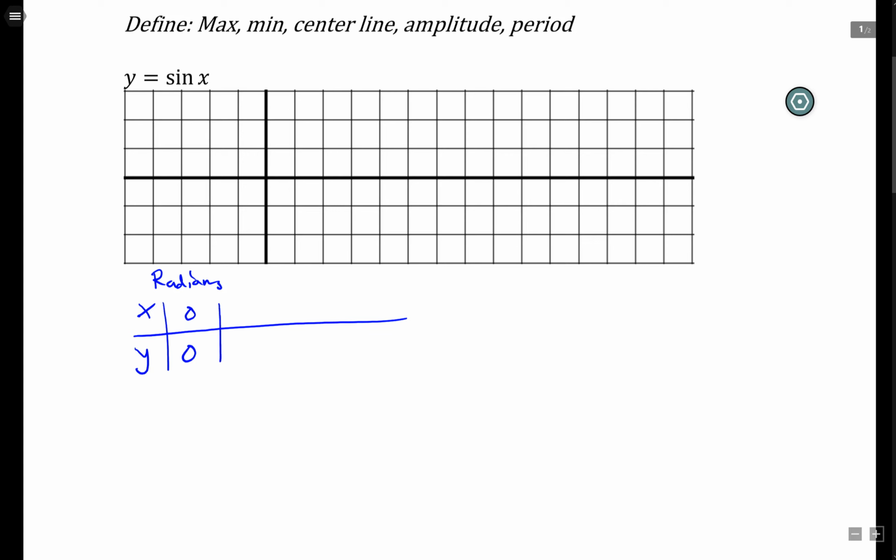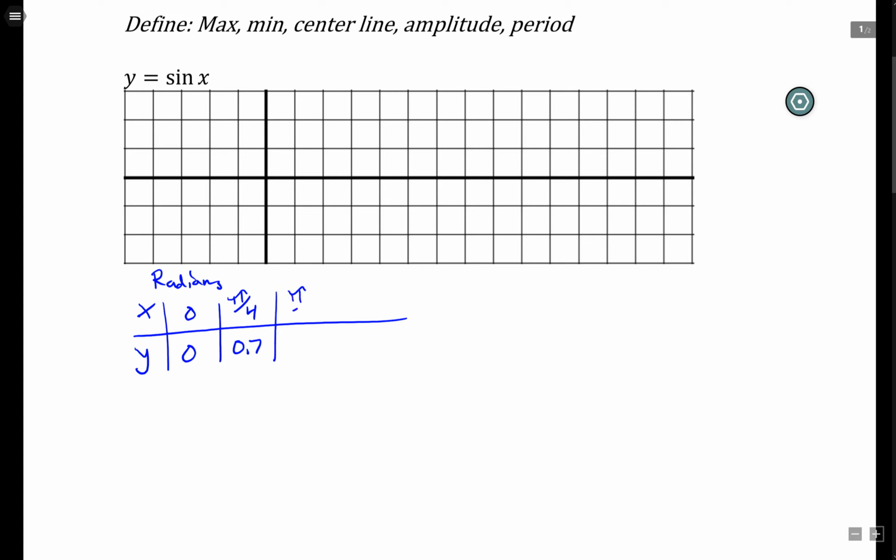Now, we could plug in something like pi over 6. Sine of pi over 6, if you look at your unit circle, is 1/2. However, just because I know where we're going with this, let's have our next value be pi over 4, just to see what's happening. Sine of pi over 4 is root 2 over 2, but since we're graphing this, let's get it as a decimal. The square root of 2 divided by 2 is about 0.7. So we'll just say that root 2 over 2 is 0.7. That's rounded a lot, but it's close enough.